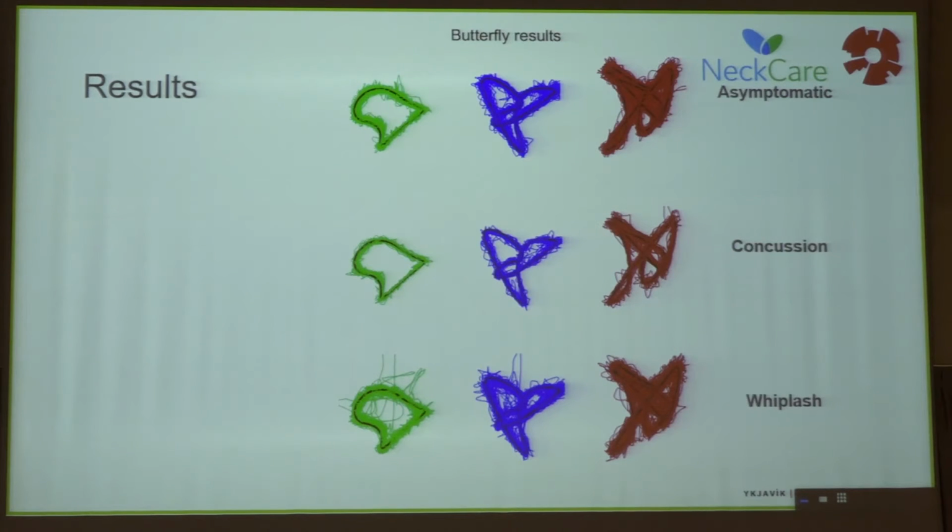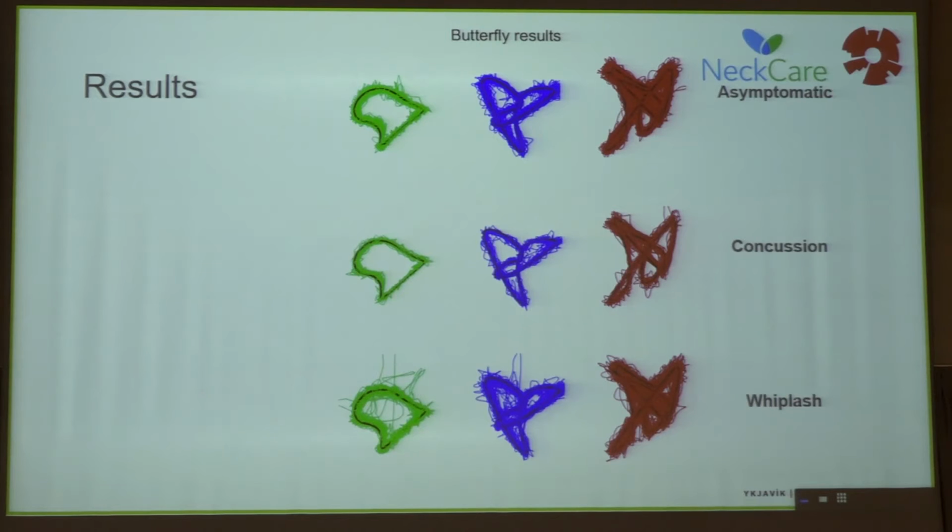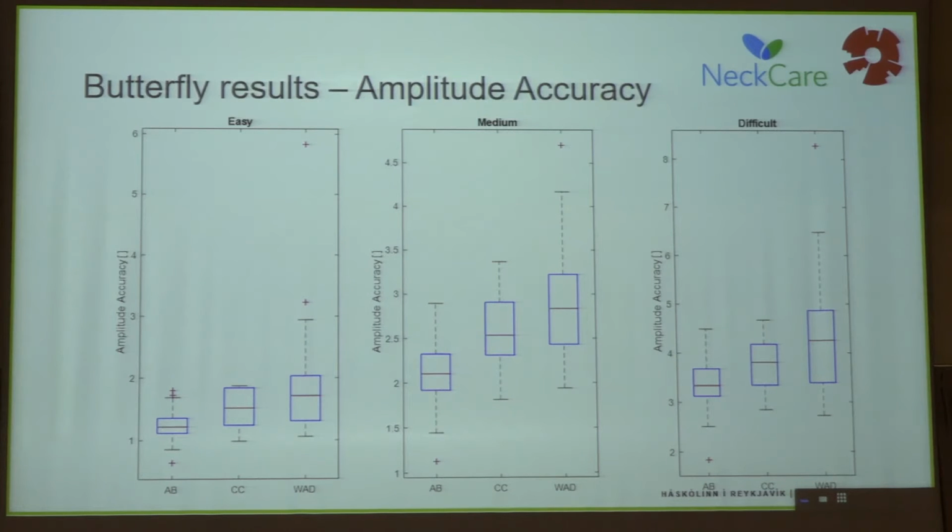Here you can see all of the measurements superimposed upon each other. The top one is the control group, the asymptomatics, and the green represents the easy curve, the blue the medium, and the red the difficult. Then you've got the concussion group, and then the whiplash group. Just looking at the trajectories, you can see that between the asymptomatic and the whiplash groups, the whiplash group tends to go a little bit all over the place, indicating poor postural control or muscle control.